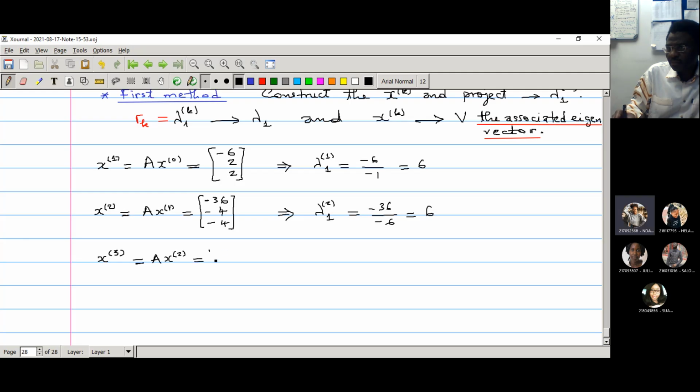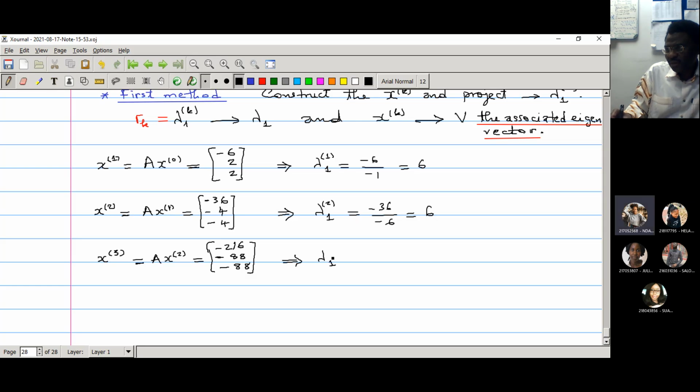Negative 216. -2, 16. Then the next one is -88, and the last one is -88. It's still repeating there. And now when you project, what do you get?